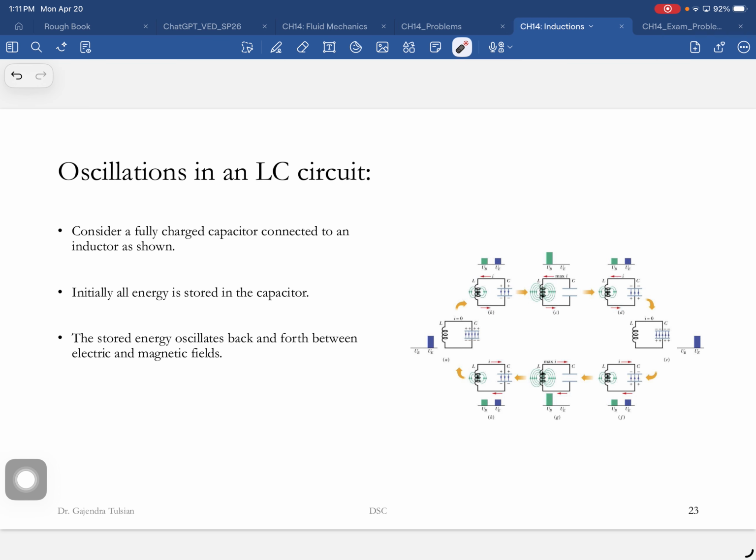Okay, so now this is an extremely important thing. There are more than trillions of copies of this circuit. So this is a very fundamental circuit. When do you have oscillations? When can you have oscillations?